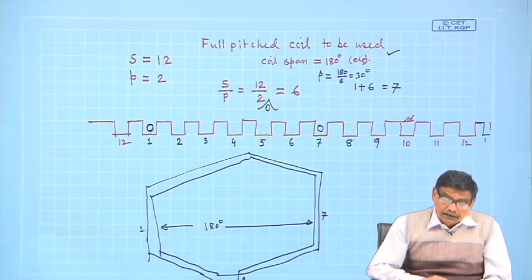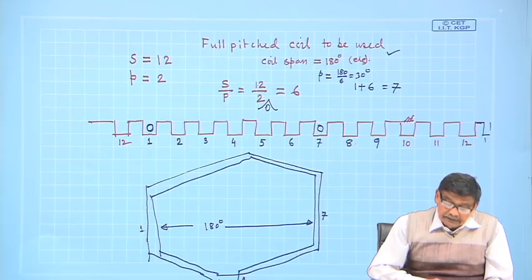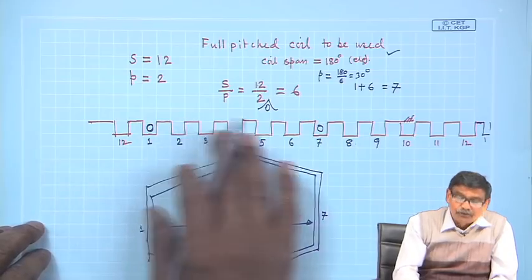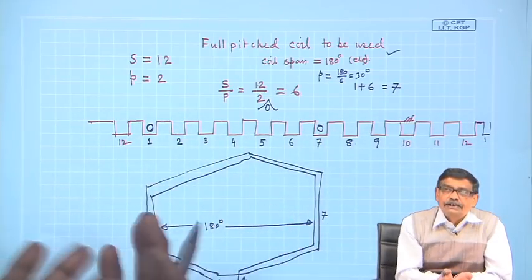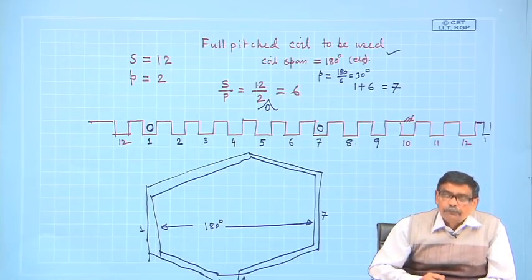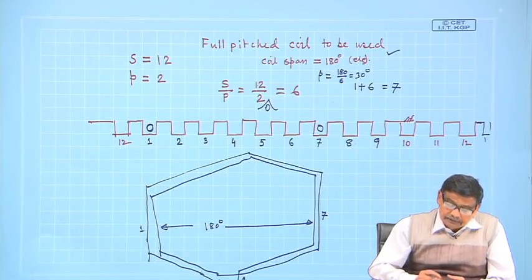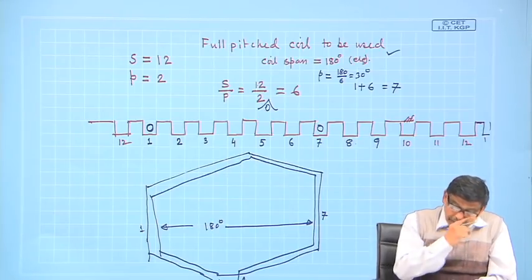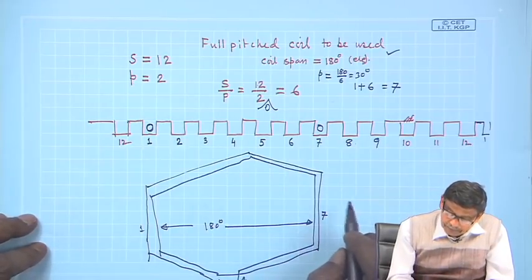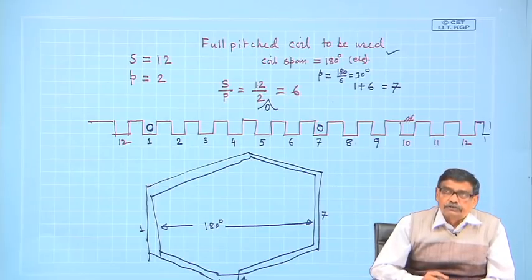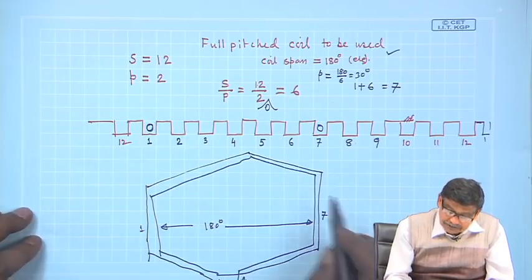Another thing I would like to tell: you will see at the end all these slots should be filled up, so that the whole periphery is utilized with copper, that is, conductors. So, for better utilization, I will be using distributed windings, that is to be used in fact. Now, apart from this, there is another important thing, that is to utilize the slot space properly. What is done?